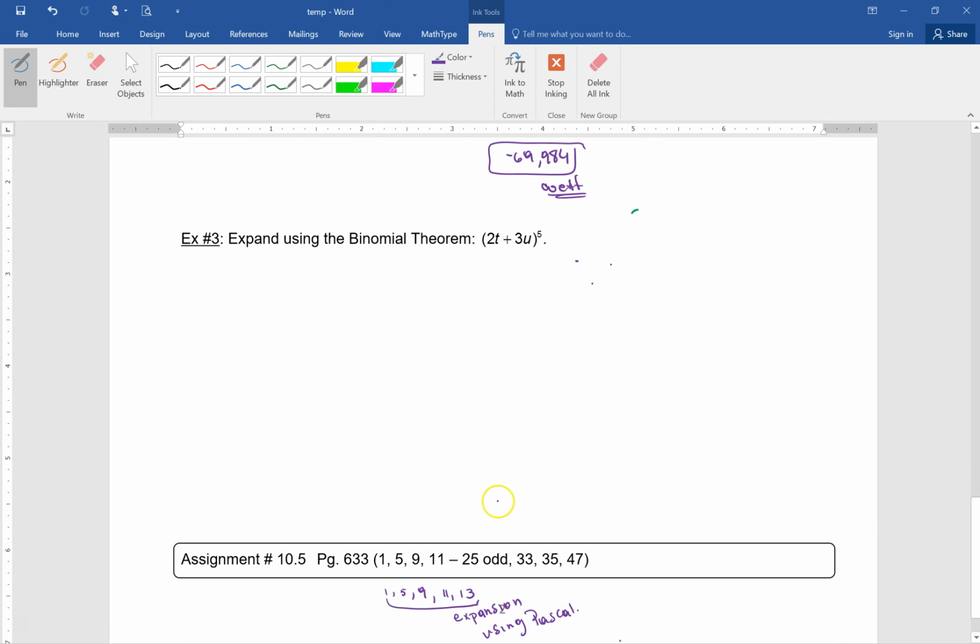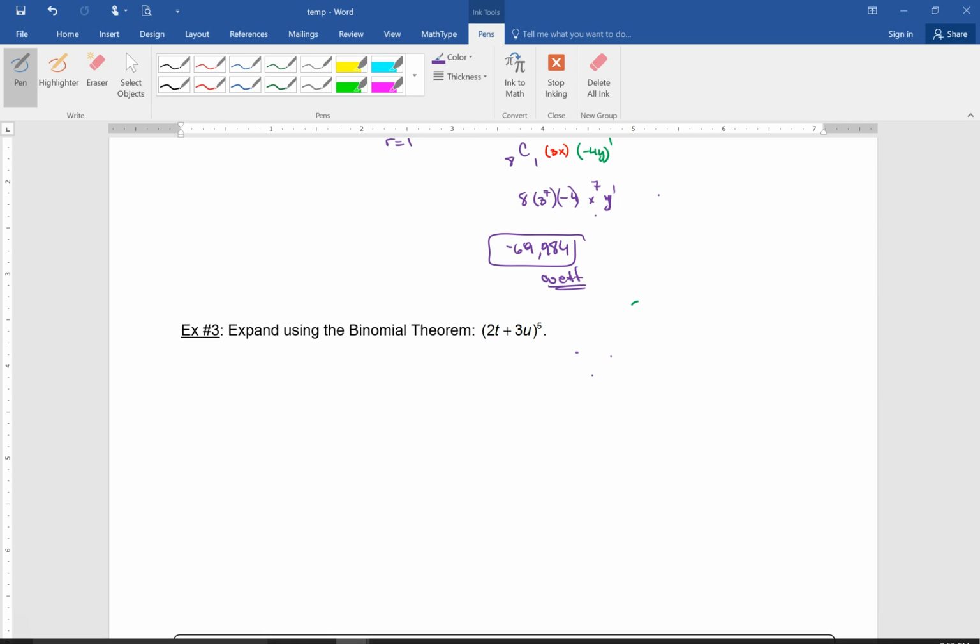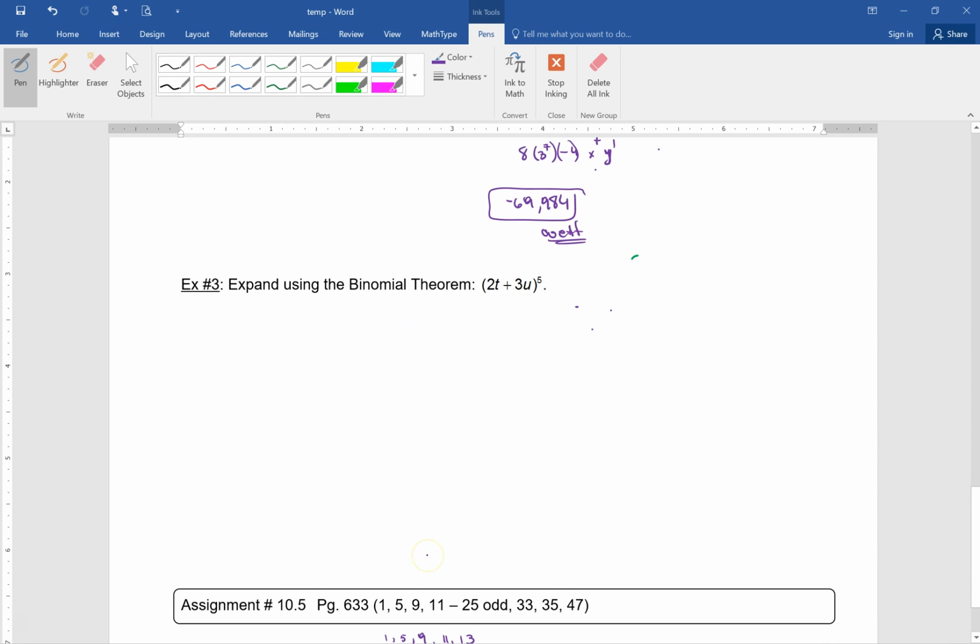Now we're going to do this last one, expansion, using the binomial theorem and with the calculator. All right? So let's do this. How much is n in this problem? 5. So here I get C(5, 0) plus C(5, 1), plus C(5, 2), C(5, 3), C(5, 4), C(5, 5).